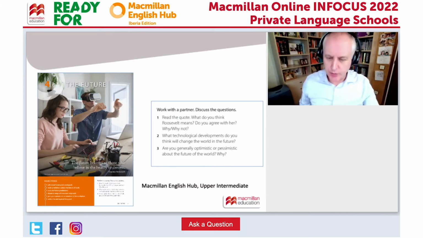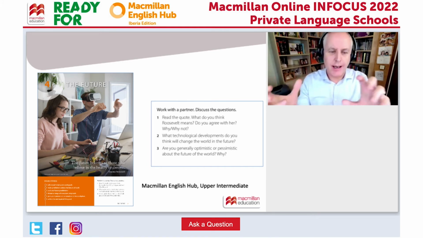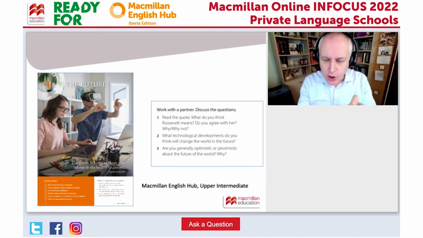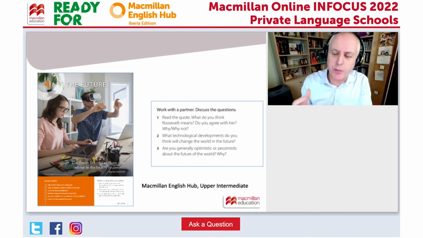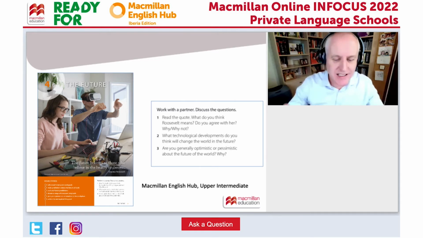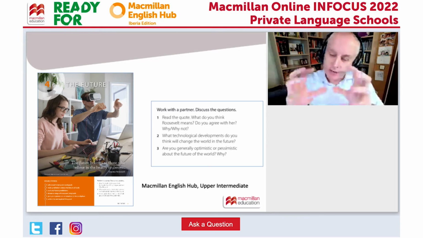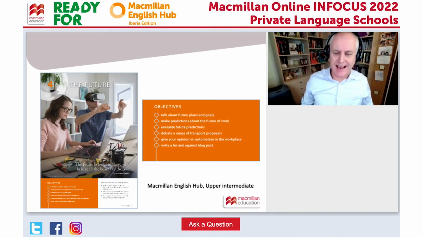And again, just going up to intermediate level, the same principle again, an interesting image. The theme is future. They have the quote about the future where the students would discuss, and then students discuss questions such as, are you generally optimistic or pessimistic about the future of the world? So again, we're activating the student schemata, introducing the theme of the unit, but also introducing very subtly the outcomes.